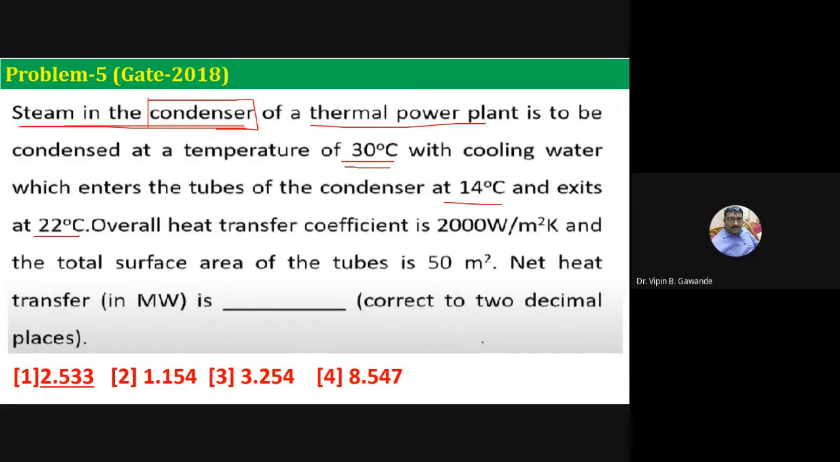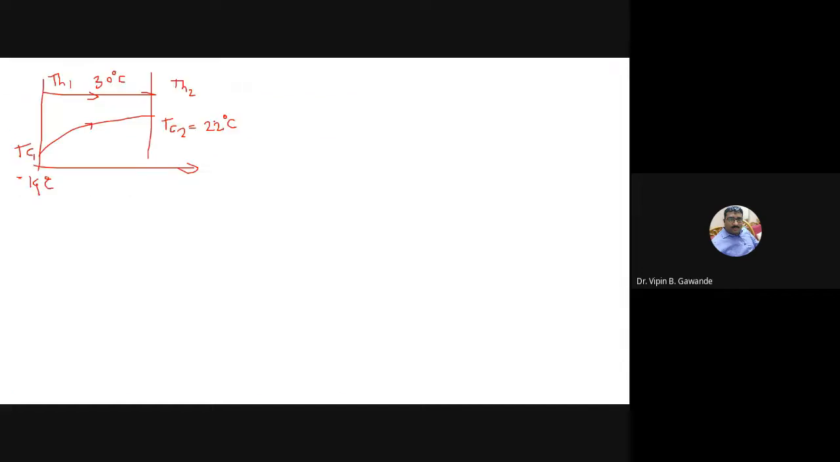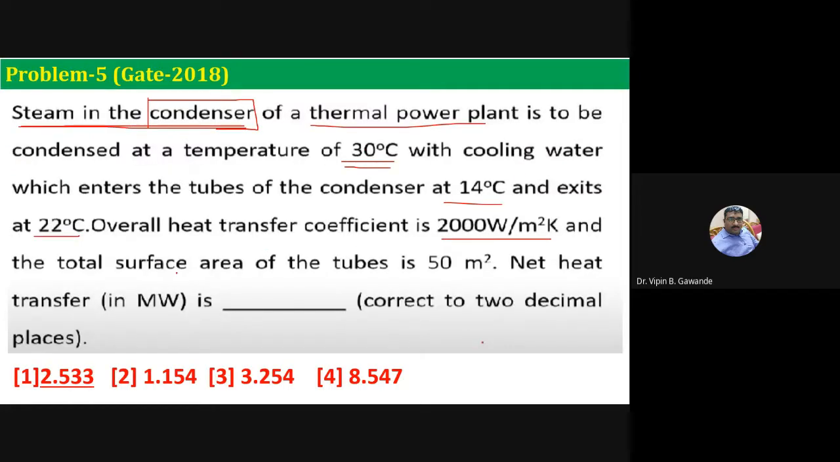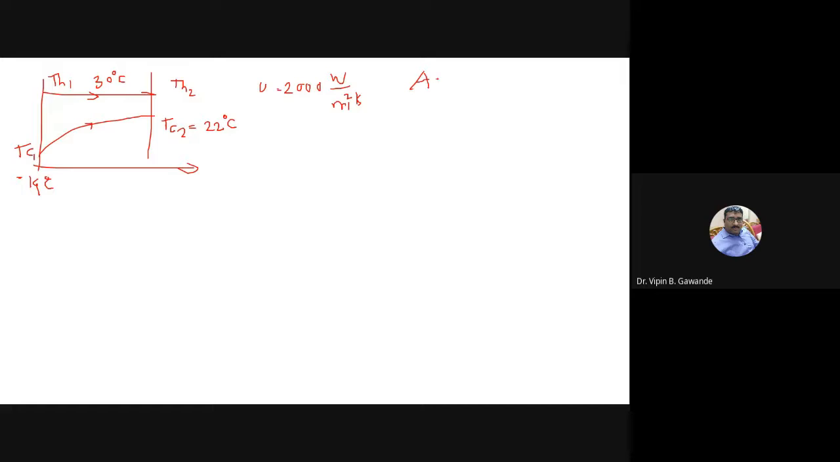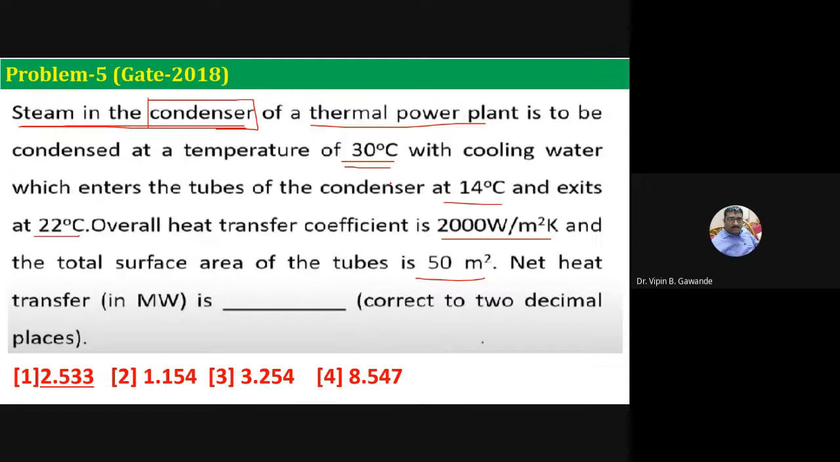Now the overall heat transfer coefficient U is given, equal to 2000 watt per meter square Kelvin. And the total surface area is 50 meter square. Area is also given. Now, the net heat transfer in megawatt, this is also important.